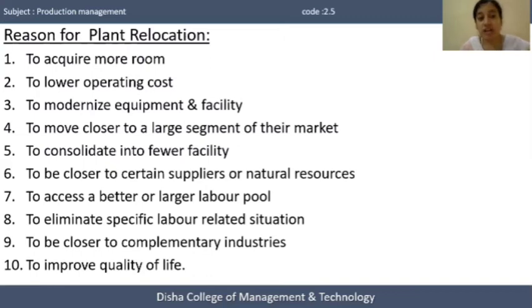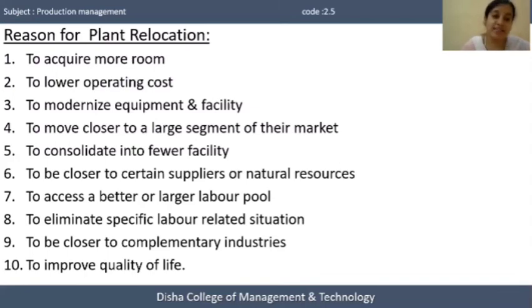Next, to lower the operating cost. In a particular location, if the firm is unable to produce the goods at less cost, or the area has unnecessarily rising costs, then the industrialists think about relocating their plant. They want to shift their plant to a place where they can produce the goods at less cost and minimize their operating cost.